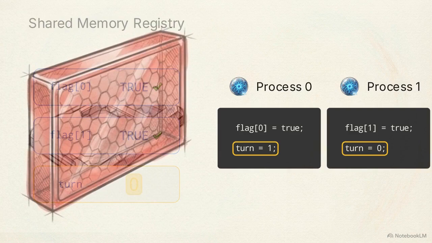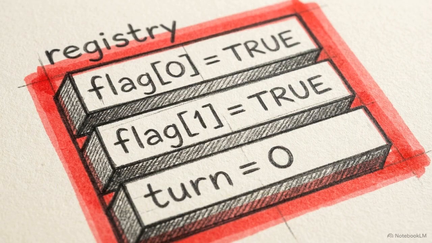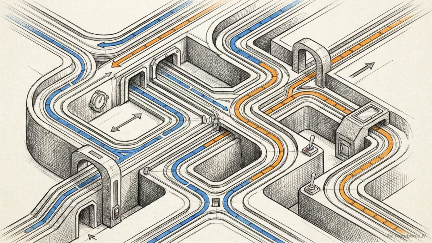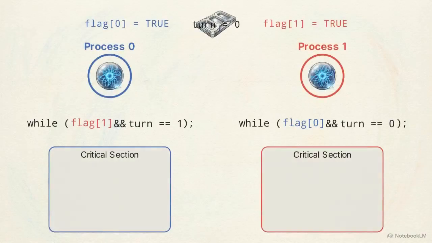The system is now locked in a specific state. Both flags are registering as true, but the turn variable is officially sitting at 0. This state is the critical threshold. With the variables locked in, the algorithm relies on its logic loops to enforce the rules and prevent a collision. The gatekeeper in Peterson's solution is the while loop. Each process must evaluate the condition.